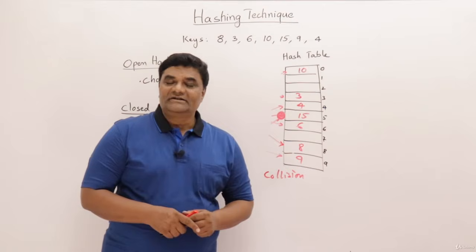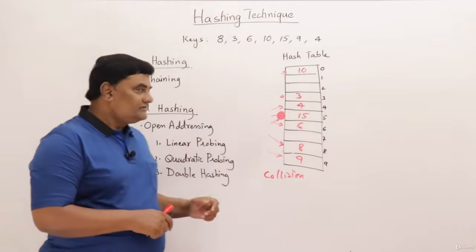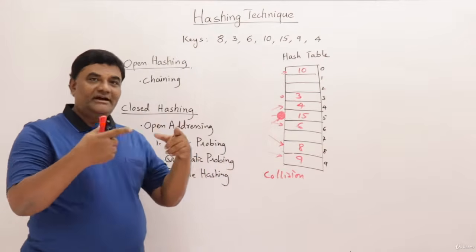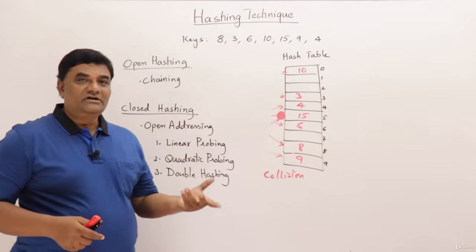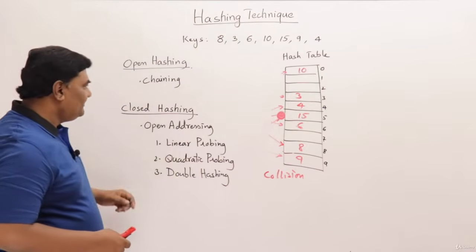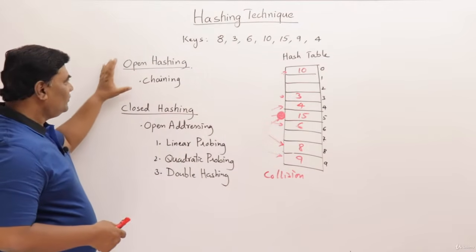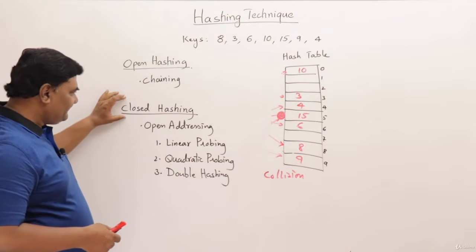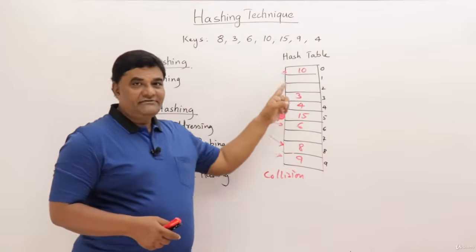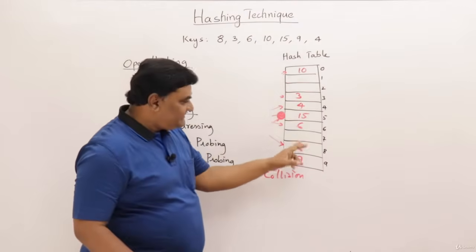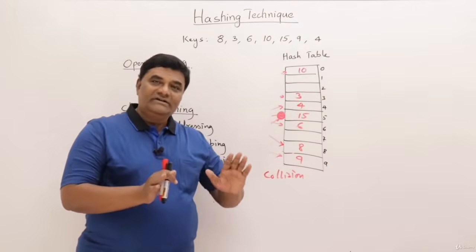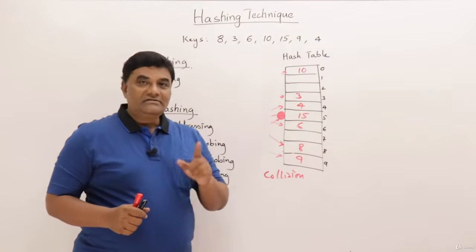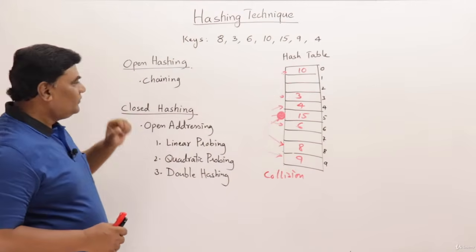Now let us see the methods for resolving collision. If a function is many to 1 and there is a collision, where two or more keys are mapped at the same place, how do we solve that problem? For solving it, there are two major methods: open hashing and closed hashing. First I'll tell you the difference. First, what is closed hashing? The size of the hash table is 10 and this is the space given. We will utilize only that much space. We will not increase the space. That is closed hashing.